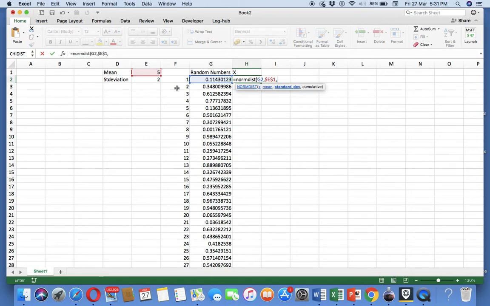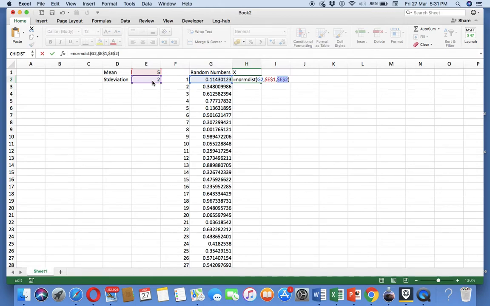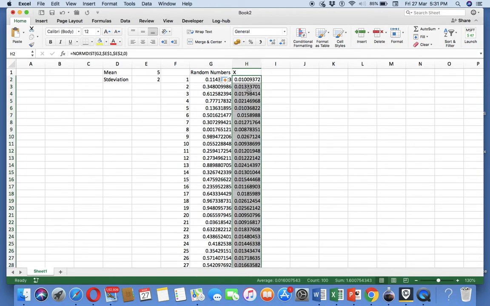As you can see, standard deviation, and then I'll fix that also, and I'll close the bracket, and I'll press enter, and then it's asking me whether you want a cumulative. I say no, so for no I will say 0, and I will get a random number. So it's not a cumulative, it is just a random number.